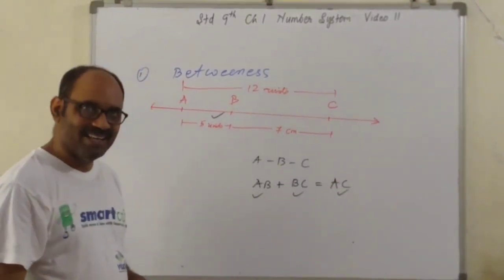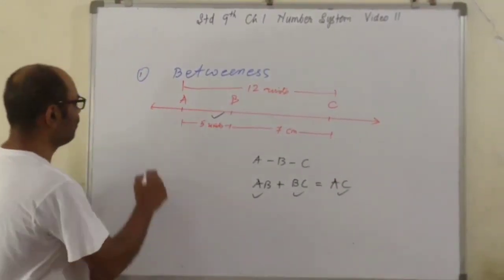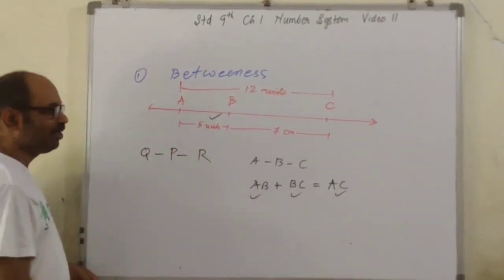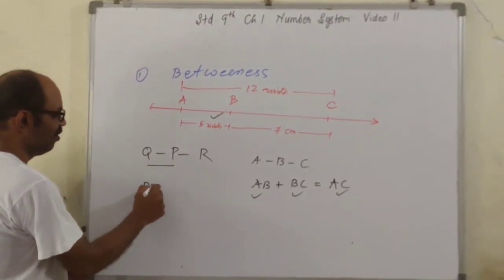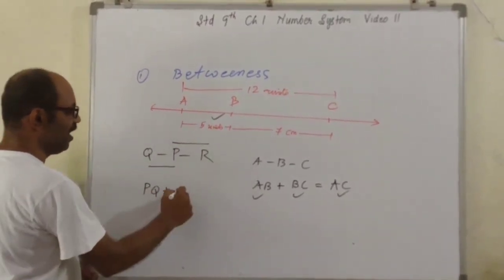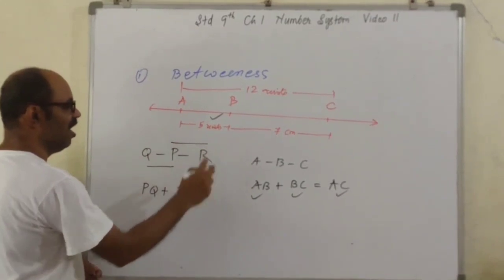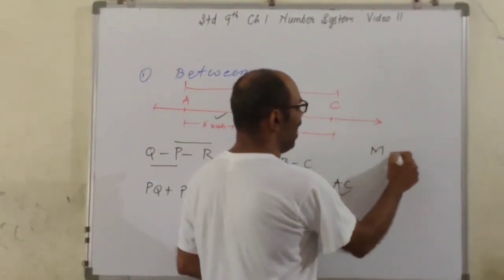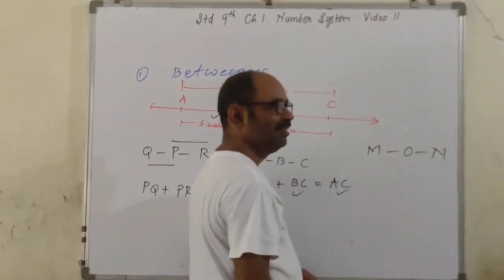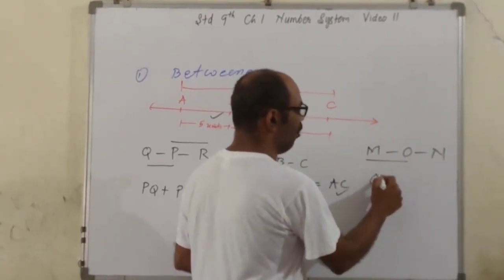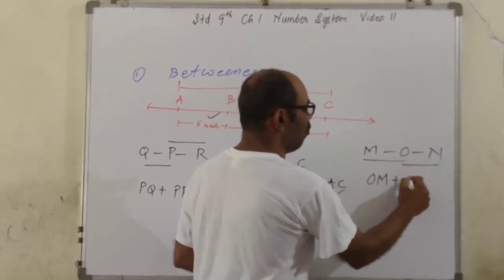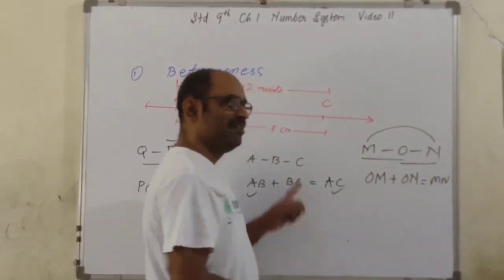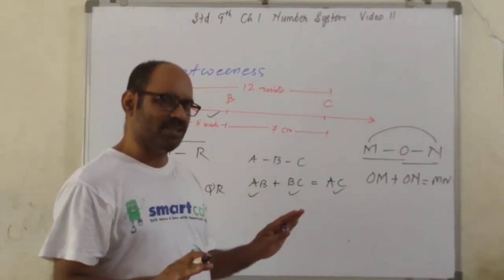Did you understand? Are you getting me? Suppose you got Q-P-R. So what you can say? PQ plus PR is equal to QR. Suppose you have M-O-N. So MO या OM plus ON is equal to MN. Did you understand? It is a very simple question.